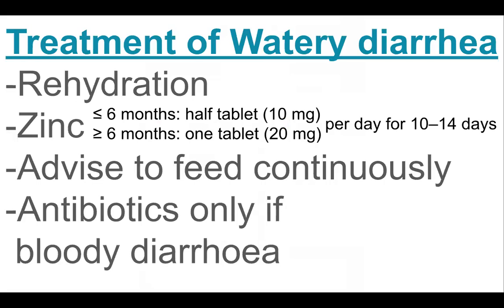So the second treatment is zinc. For children younger than 6 months old, we give 10 milligrams per day for 10 to 14 days. For patients who are older than 6 months, we give 20 milligrams. And it is advised to feed continuously, and we only give antibiotic in bloody diarrhea.